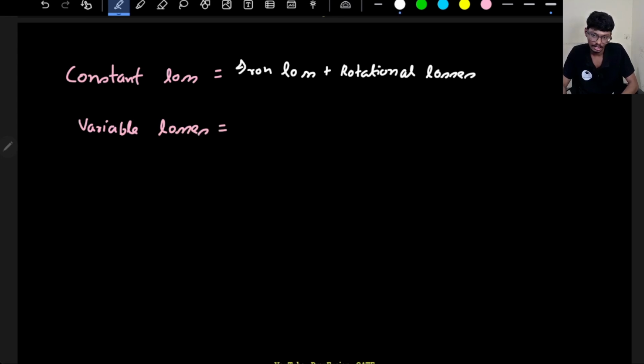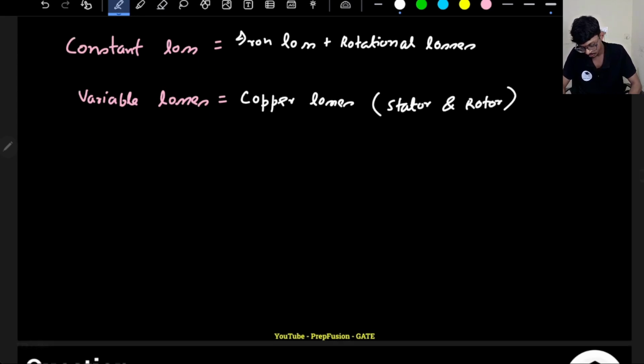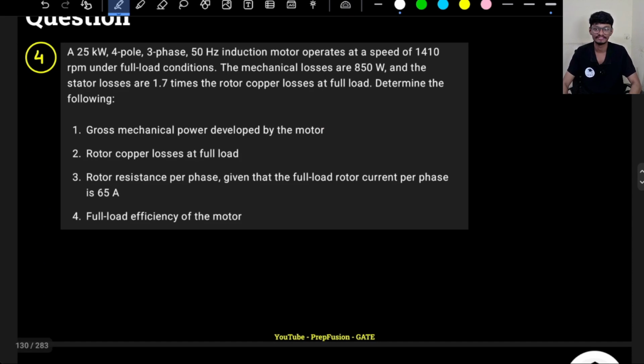Variable losses are those losses which depend on the current. So here in this case only one kind of losses are there, that is copper losses, both in the stator and rotor. So these losses will be variable. Let's solve a question to understand this even better.